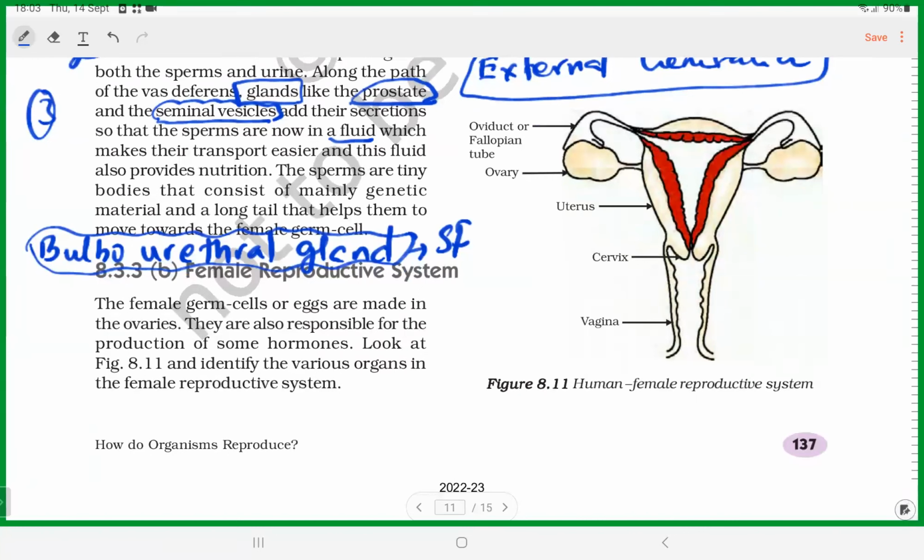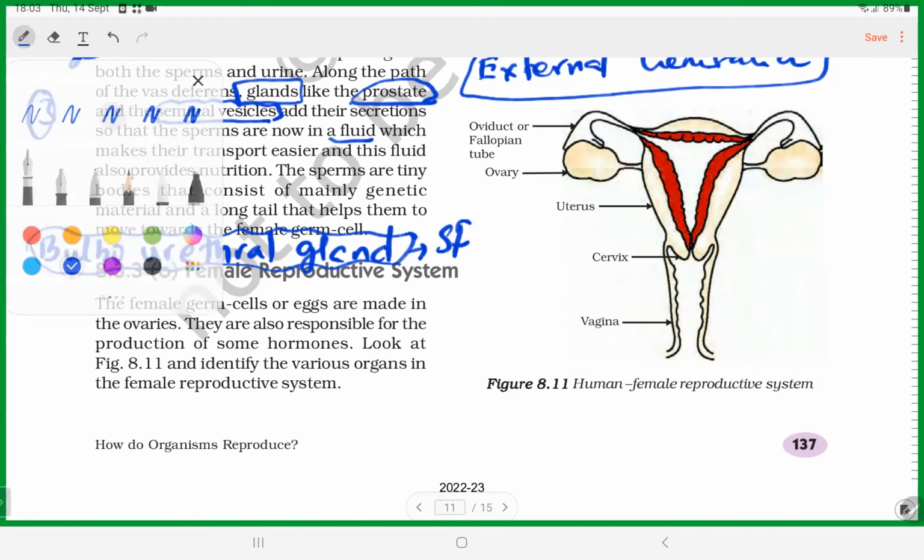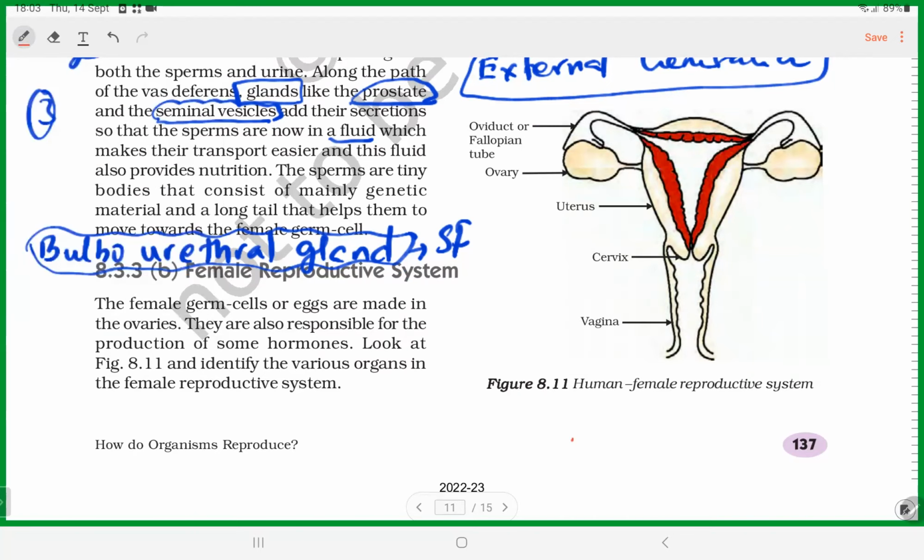Now, the female reproductive system. Can you understand, Kaushik? Are you following? Next, the female reproductive system.